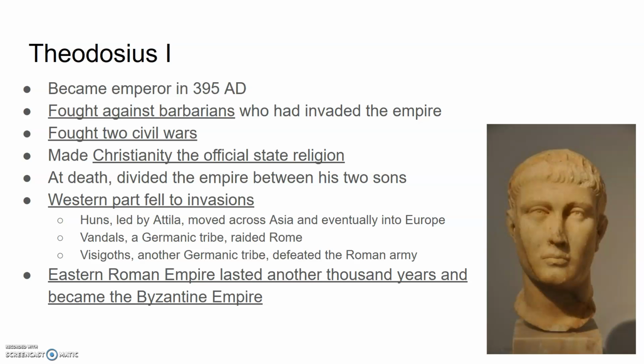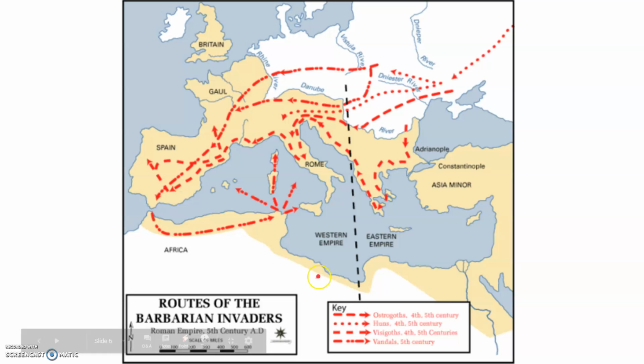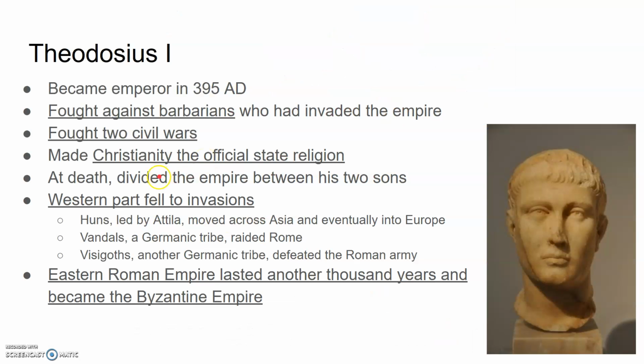Okay, so I'm going to just go to the next slide. We'll come back to this in a second, but here you can see this is the western part. This is the part that's falling to invasions. So we have the Huns coming here, and then the Visigoths are coming over here, as well as the Vandals later on. So this eastern part stayed strong. The western part ended up falling. Okay, so western part falls to invasions. The eastern part lasts for another 1,000 years and eventually becomes the Byzantine Empire.